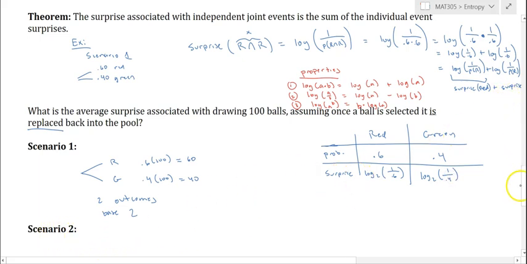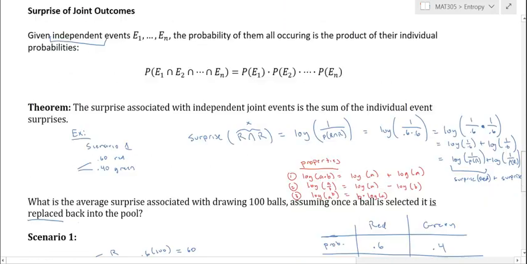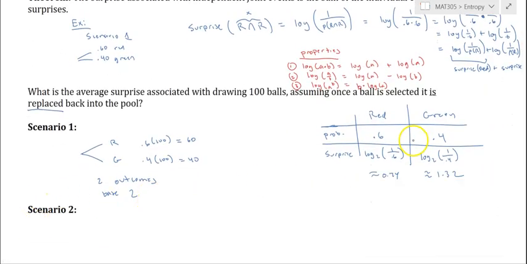We've already said that the surprise associated with, well, actually, we haven't defined that yet, so let's calculate it. So the surprise of drawing a red ball is about 0.74, and the surprise associated with drawing a green ball is 1.32. So notice that indeed, events with higher likelihoods have lower surprises, and events with lower probabilities have a higher surprise.